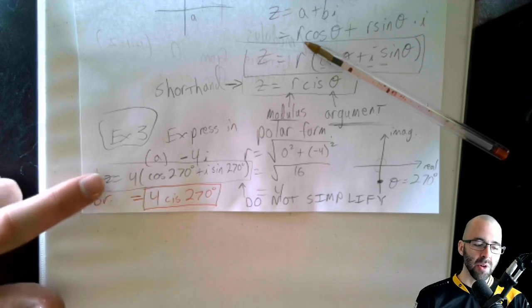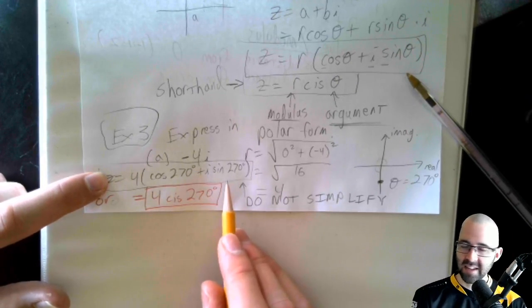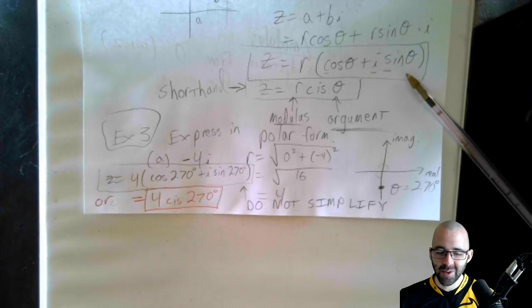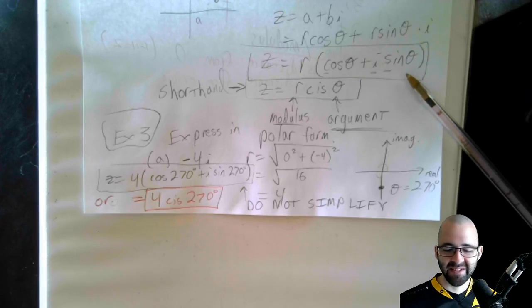Okay, this is polar form. This is what polar form looks like, and this is what the answer wants. If you don't know why you don't want to simplify it, we'll find it out soon. Kind of funny. Well, it's funny to me. Okay, so we can keep on going.